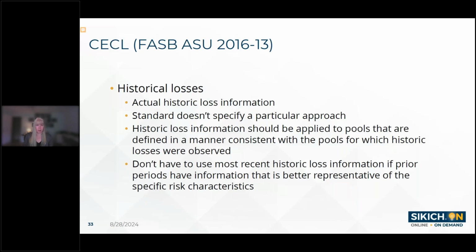So you're able to use that historic loss information to make judgments and estimates about the same similar pool of assets going forward. You don't have to use the most recent historic loss information if a prior period gives you better information. So let's say the immediate previous year was an outlier and you want to go back 2 years to develop your historic loss information. That's perfectly acceptable. Next slide.